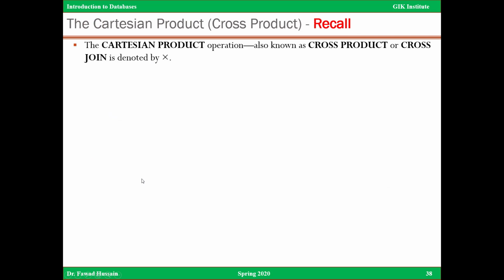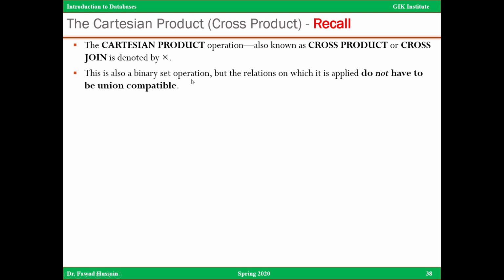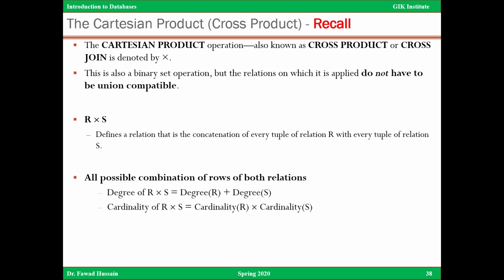Next, we discussed last time the Cartesian product, and we said that it is a cross product. A cross product means all values from one set are paired with all values from the other set. It is denoted with this cross or multiplication symbol, and it's a binary set operation, but the relations on which it applies do not have to be union compatible. As opposed to a union, in this case it does not have to be union compatible.